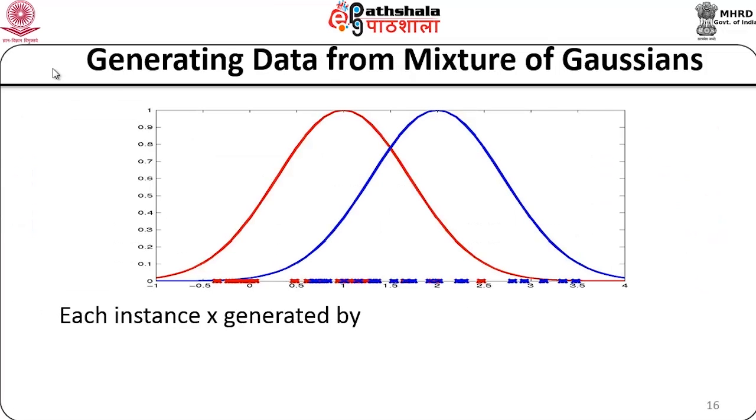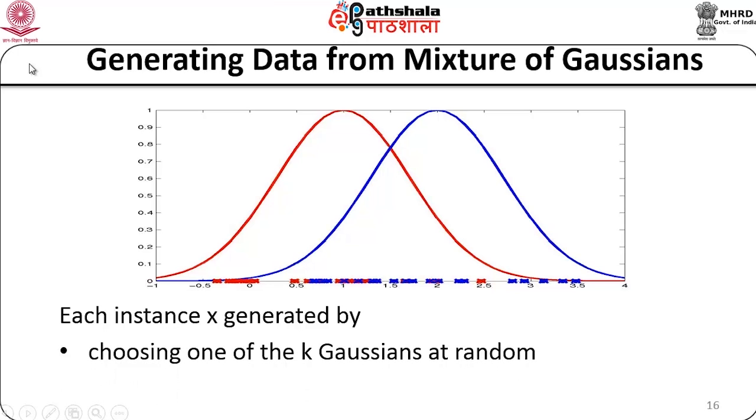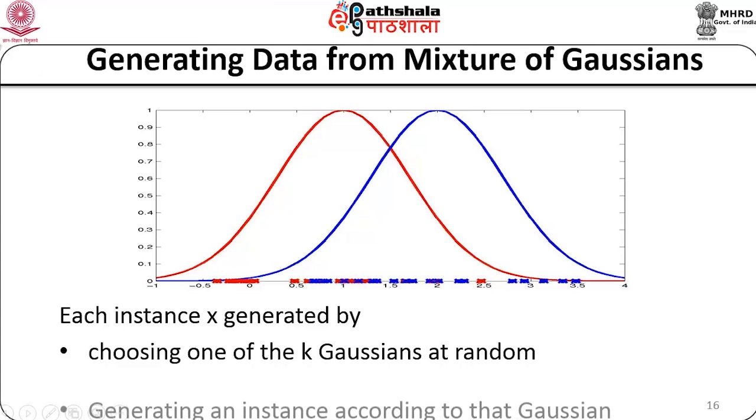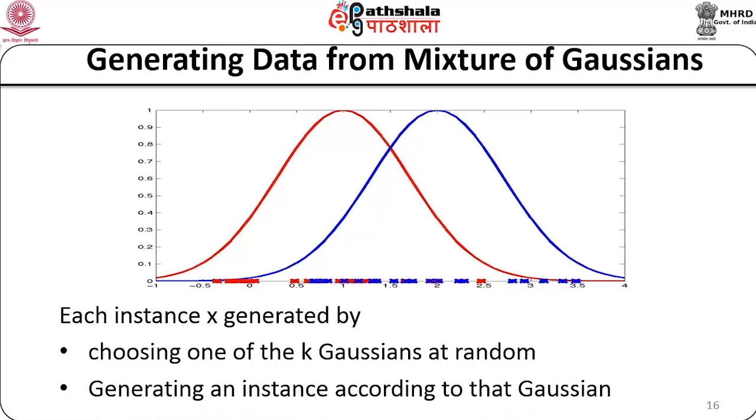Now, there we just took a center. Now assume that you are generating the data from a mixture of Gaussians. So, each instance x is generated by choosing one of the k Gaussians at random. There we just chose k means and generated an instance according to that Gaussian. Just like how we chose the coin, here we can choose which of the k Gaussians we are going to use, and the instance is generated according to that particular Gaussian. So, here we have shown 2 Gaussians.